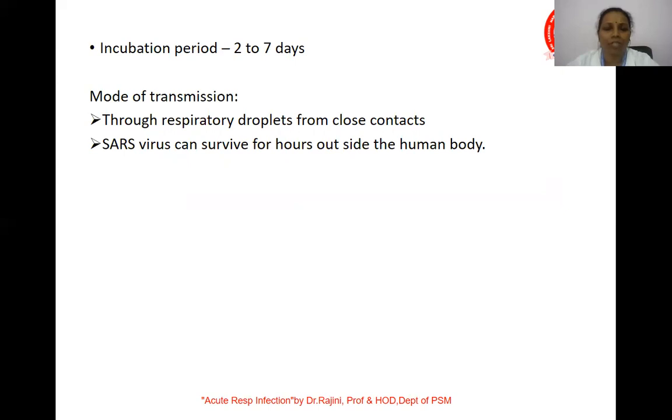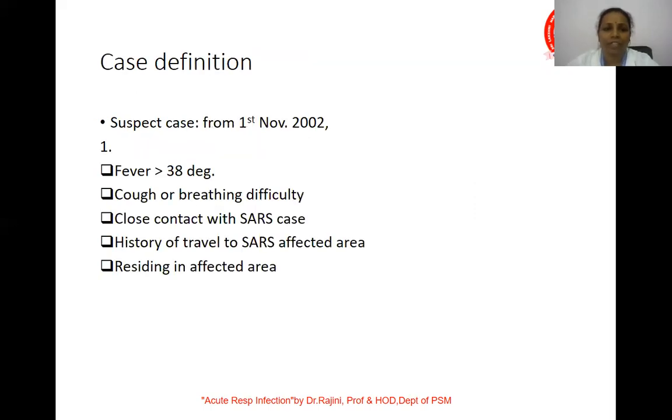So you usually go for social distancing so that you will not acquire this respiratory infection. The SARS virus can survive for hours outside the human body. So it is spread everywhere in the atmosphere. So always use a mask when you step out of your houses so that you can protect yourselves from these life-threatening respiratory infections. So case definition: how do you define a suspect case?